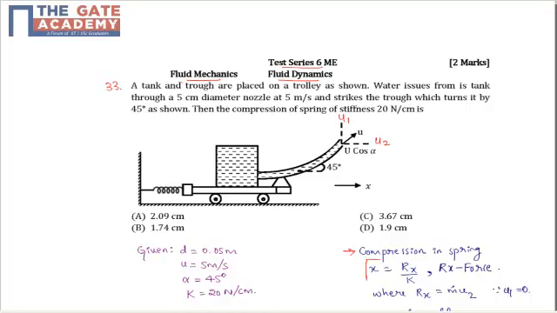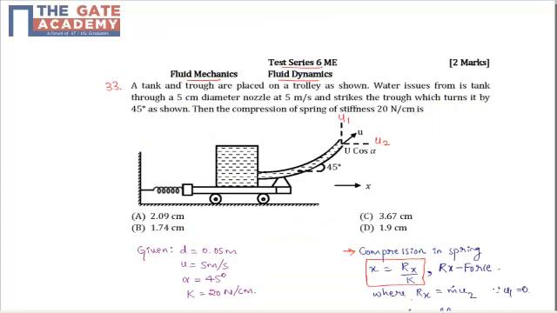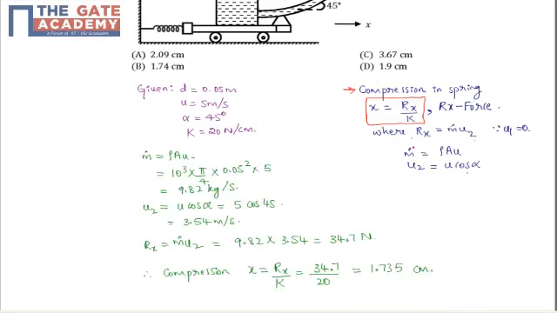Now compression is given by Rx by K, where Rx is the force and K is the stiffness of the spring, where force is given by m dot into velocity. Here m dot into u2, because u1 is 0, as the spring will have only axial displacement, therefore u1 will be 0, only u2. The mass flow rate of the water will be density area into velocity, and the velocity u2 will be u cos alpha.